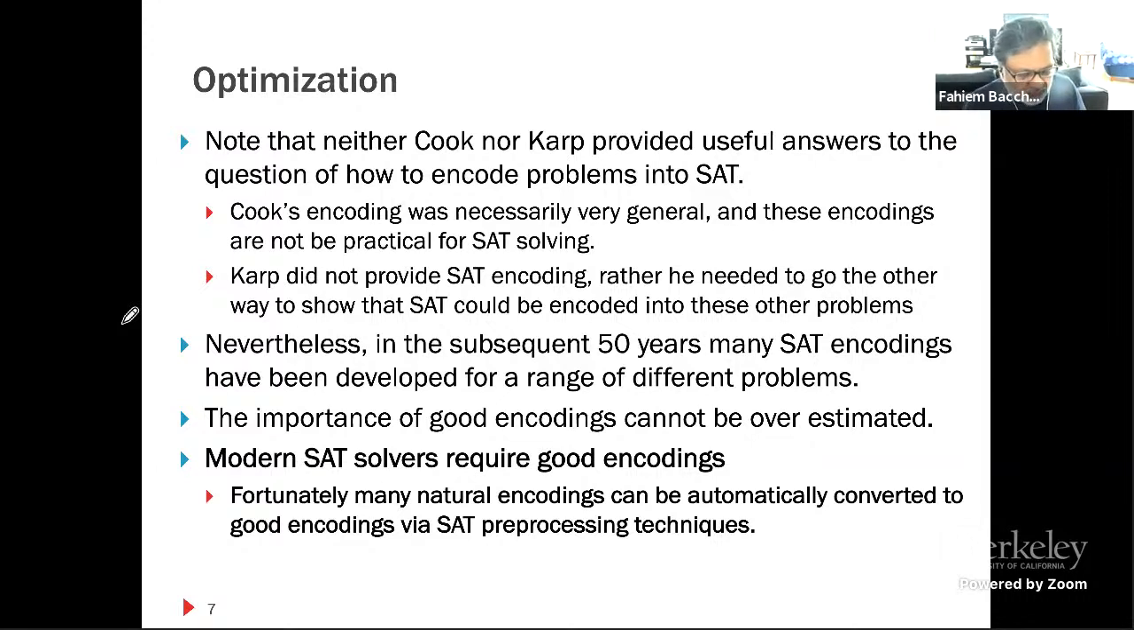Nevertheless, in the subsequent 50 years since those papers, many different SAT encodings have been developed for a range of different problems. And the importance of good encodings cannot be overestimated. In fact, modern SAT solvers don't solve SAT. They solve good encodings of SAT. Fortunately, many times when you just write down the natural encoding of a problem and then run, for example, SAT pre-processing techniques, you will get a pretty good encoding, and that's made SAT solvers very applicable. But if you give a SAT solver a bad encoding of even a simple problem, it won't get very far.